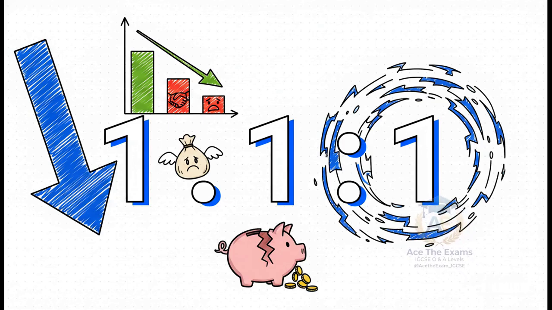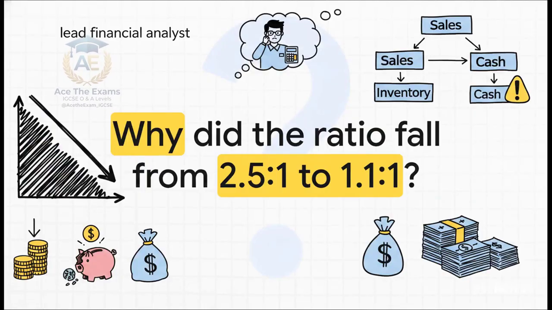Imagine a scenario where a business's current ratio has shockingly plummeted from a super healthy 2.5 to 1 all the way down to 1.1 to 1. Put yourselves in the shoes of a lead financial analyst for a second. Look at that massive drop. So, what's causing this sudden liquidity crisis?